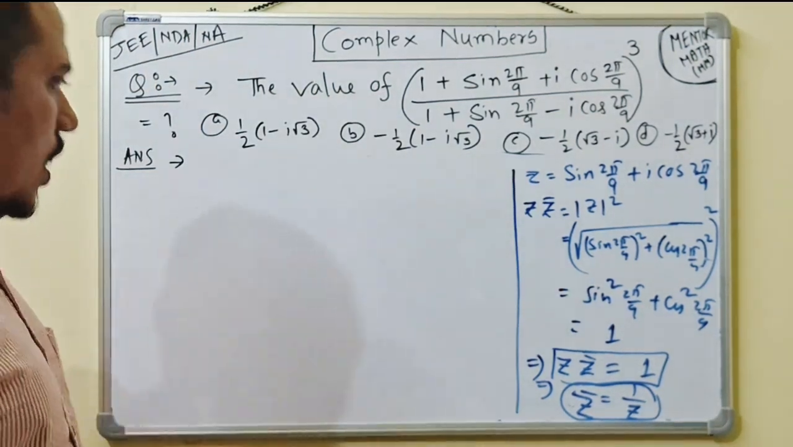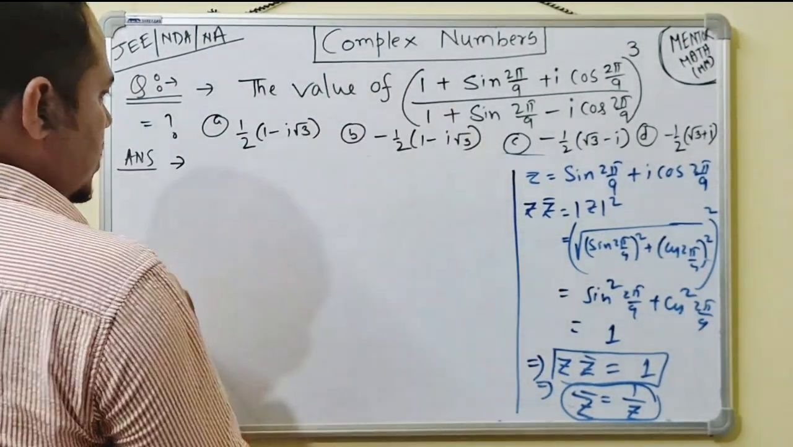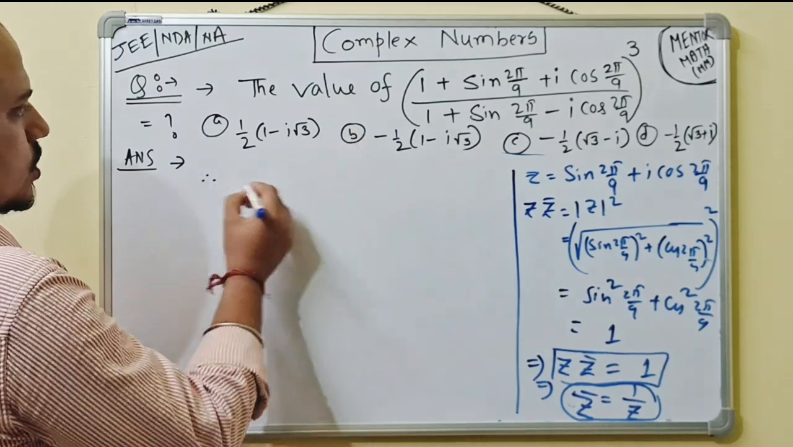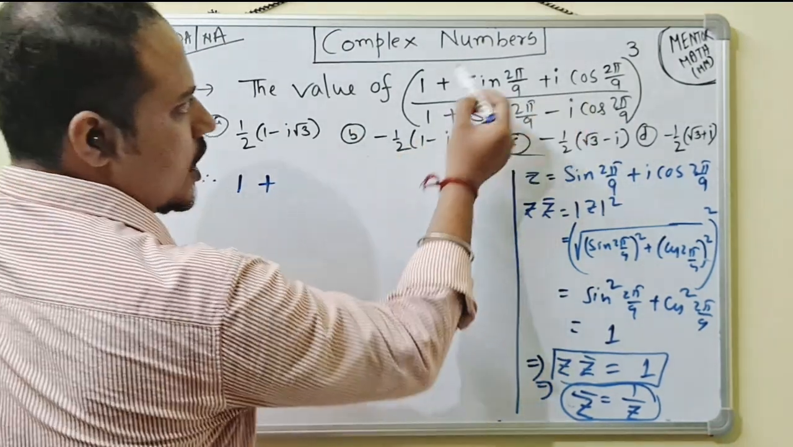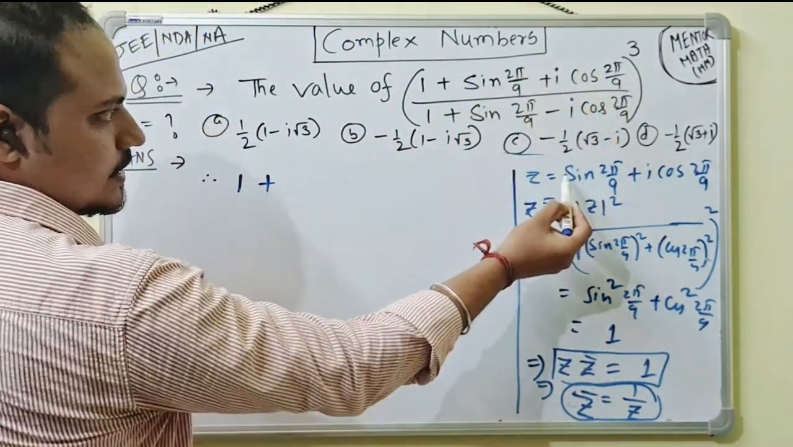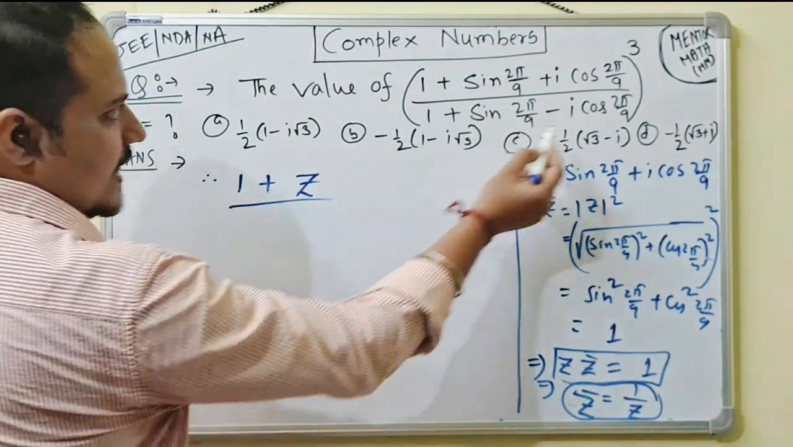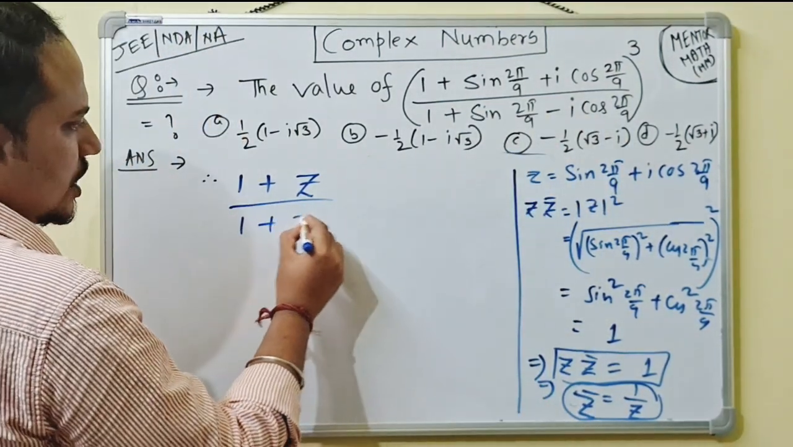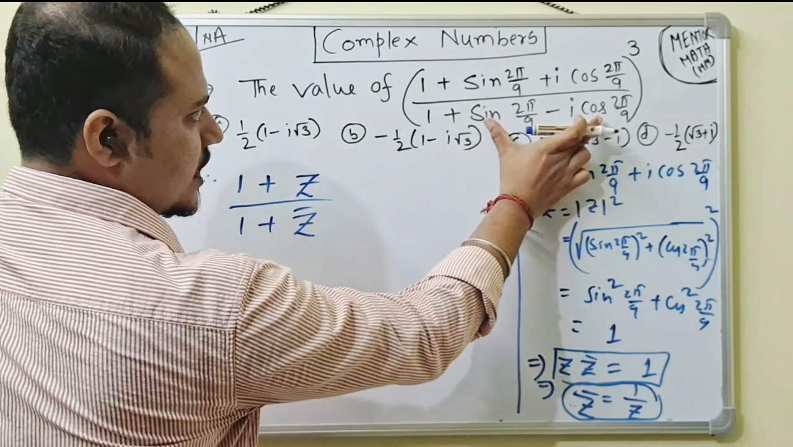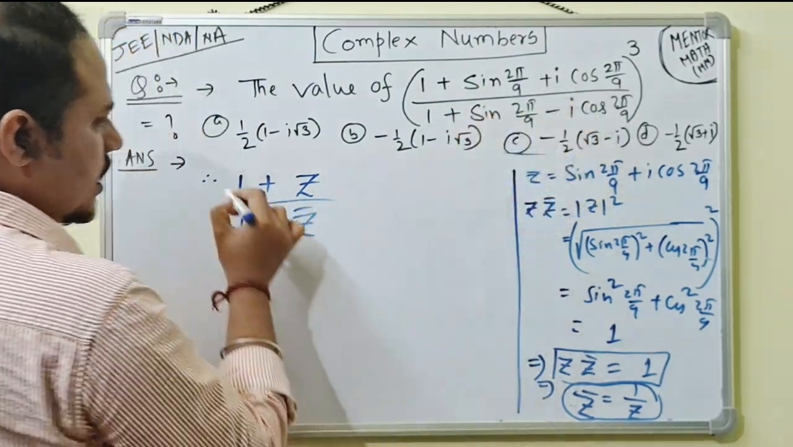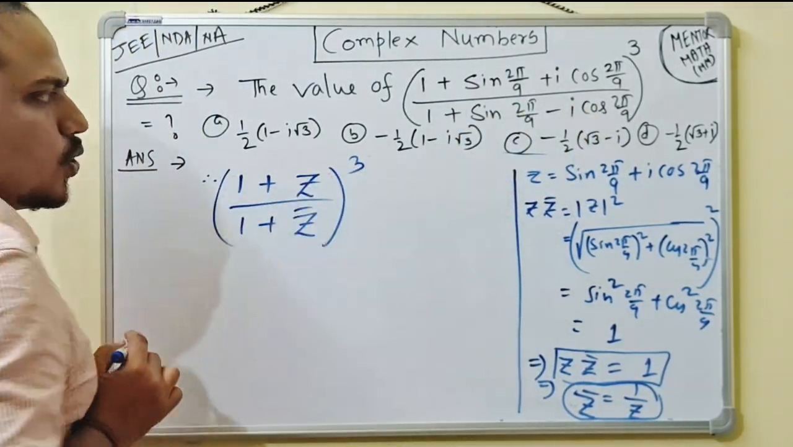Okay, so now comes to your expression. The given expression is (1 + z)/(1 + z̄) whole cube, and you already have z = sin 2π/9 + i cos 2π/9. So you can put z divided by z̄, because this is the conjugate of z, that is your z̄, whole cube. Okay, this is your whole cube.